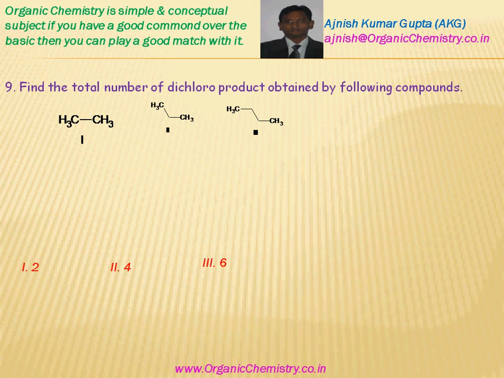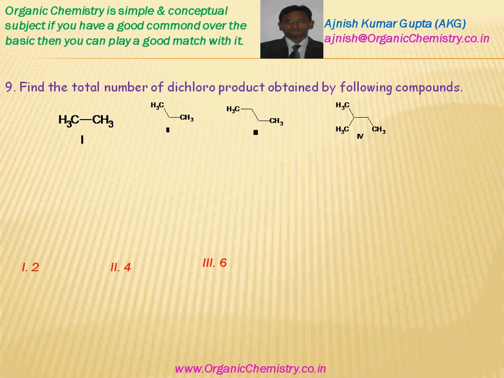For butane, the answer is 6. 1,1, 1,2, 1,3, 1,4. This is 1, 2, 3 and 4. 1,1, 1,2, 1,3, and 1,4, along with 2,2 and 2,3. This is position number 2,2 and 2,3. So the total answer is 6.